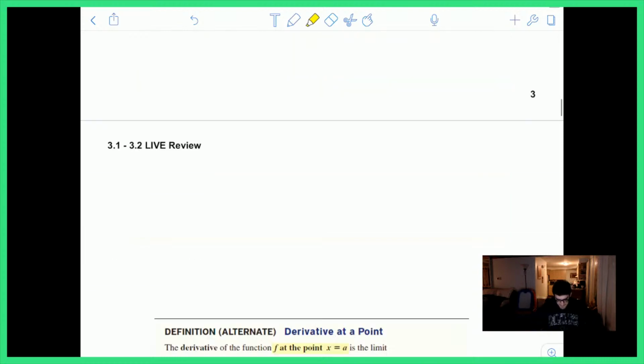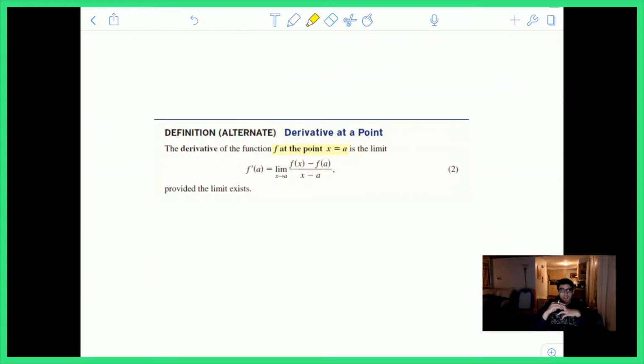Appreciate it. And then, of course, we have the alternate definition, specifically at a point, x equals a. It's just that the limit as x goes to a of f of x minus f of a over x minus a is equal to the derivative at a. And you can use this to calculate the general derivative if you just let a be the variable. And then the resulting derivative is, of course, the general derivative of the function.